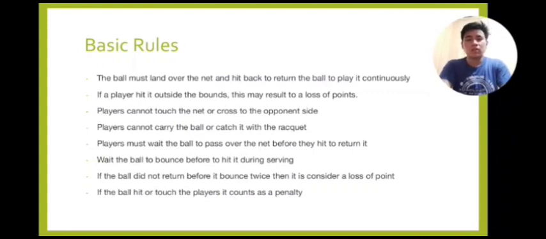Also, a player must wait for the ball to pass over the net before they hit the ball. Then they have to wait for the ball to bounce before they can hit during the serving. And if the ball is not returned before it bounces twice, then it's considered a loss of points. Then lastly, if the ball hits or touches the players, including their shirts, then it counts as a penalty, meaning only the rackets are allowed to have contact with the ball.